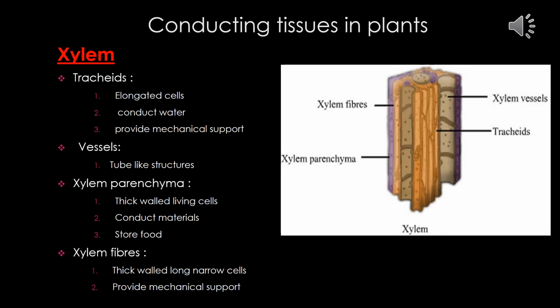Next is the xylem parenchyma. It is also known as wood parenchyma. They are small, thick-walled living cells. They store food and also help to conduct the water and minerals.